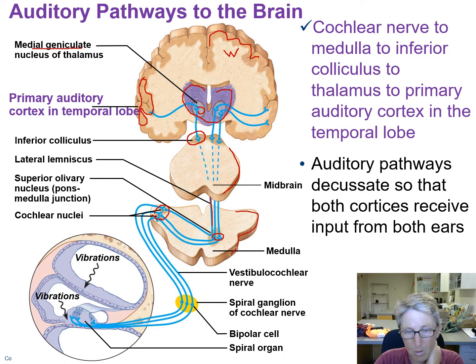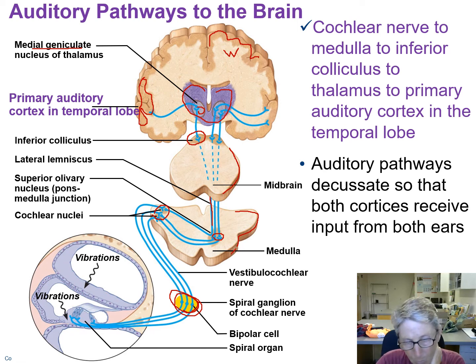Here's a cross section through the medulla oblongata. Here's the vestibulocochlear nerve, so it's taking information from your equilibrium apparatus and your hearing apparatus. Here's the spiral ganglion of the cochlear nerve, and then this is a bipolar cell. So basically, when you, let's see, what do I have in here?